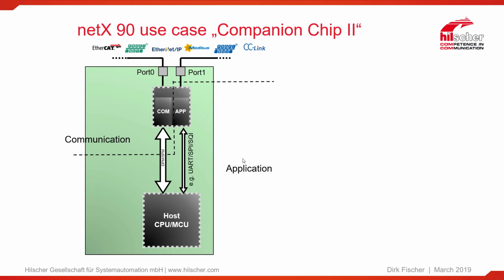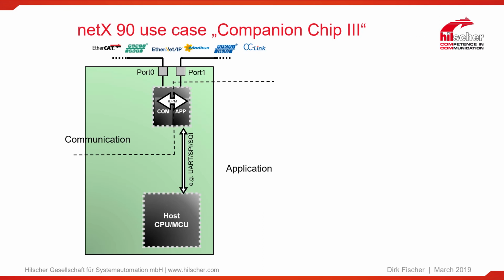This is one variant, and we have a second variant. In this case, you also have an external host controller, but now the netX 90 application side controls the protocol stack, the communication side. And again, you have an external interface, any kind of proprietary interface to your external host controller. And this is a very clever way to abstract protocol-dependent parts of your application.